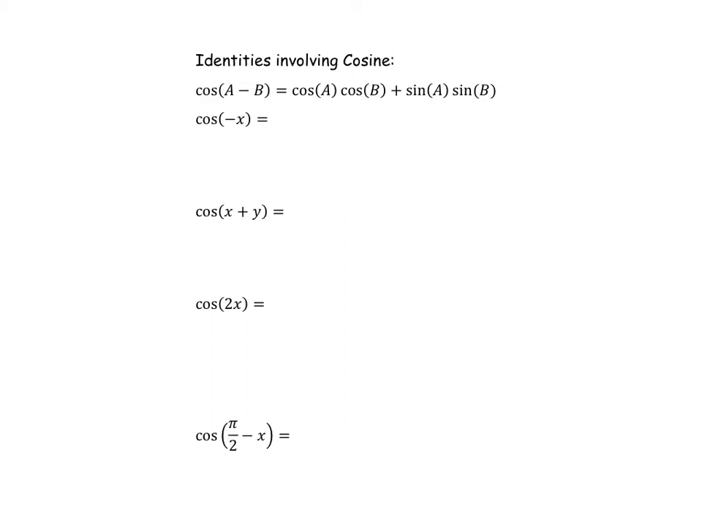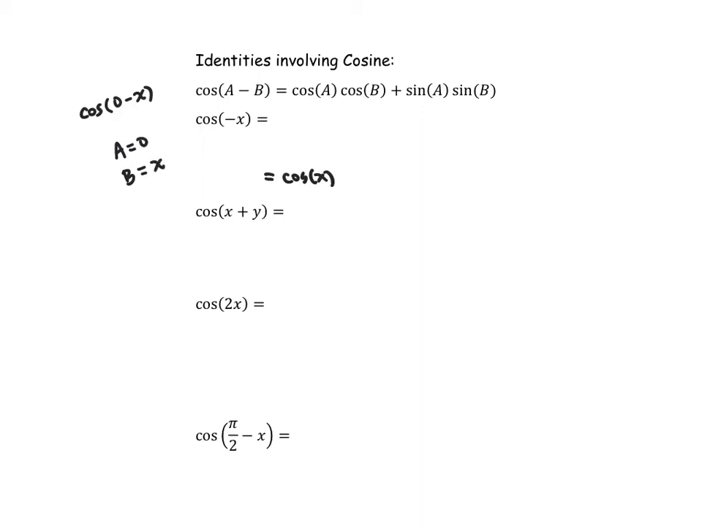Okay, so I've got cosine of A minus B equals cosine A cosine B plus sine A sine B. So how would I find cosine of negative x? Well, I already actually know the answer to that. I know cosine is even, so that's going to equal cosine x. So what I'm going to do is assign values to A and to B. All right, so if I wrote cosine of negative x as the difference of two angles, A would be 0 and x would be B.